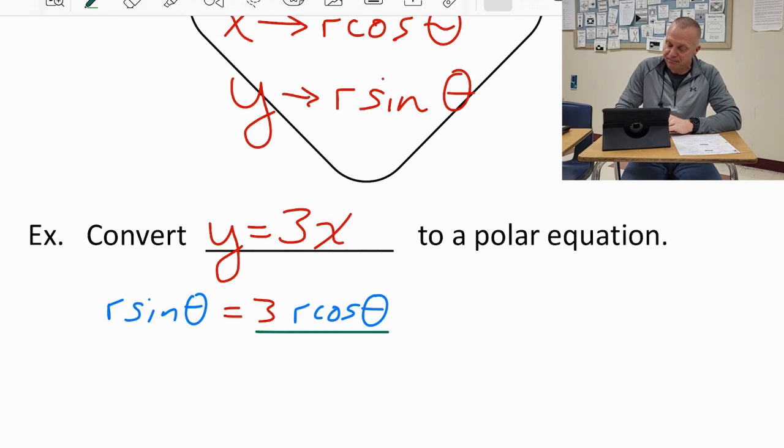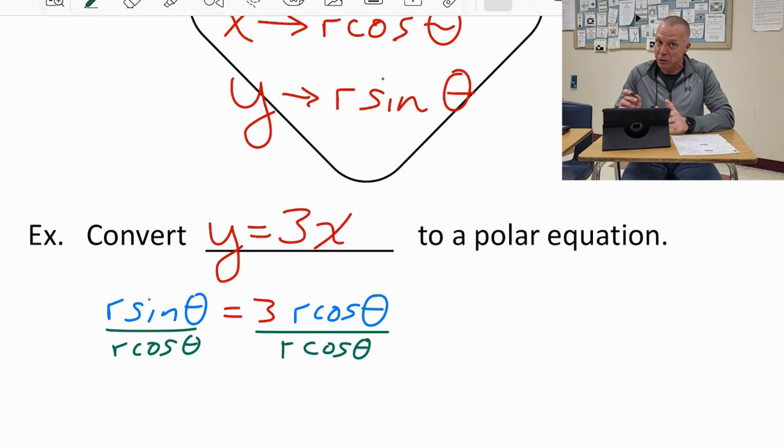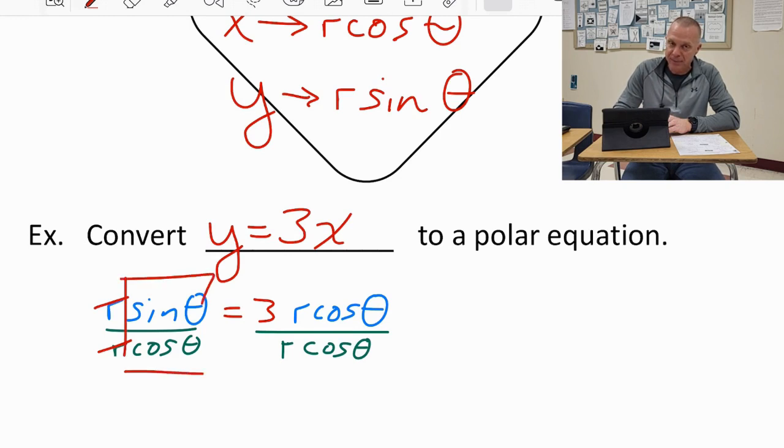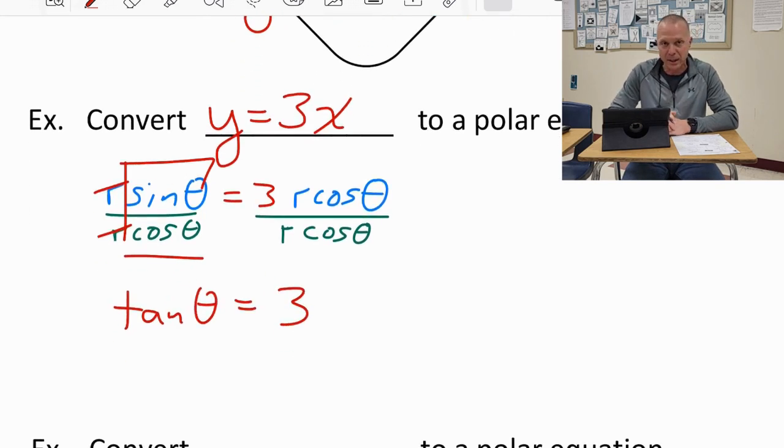Let me suggest that the sines and cosines would do a lot better if they were together on the same side. So what we're going to do is a little algebra. We're going to divide both sides by the r cosine of theta. If you say, how was I supposed to know that? Well, why don't you take a look at what happens, because I think you'll say that next time you'll want to do the same thing. See what happens? The r's cancel out. I end up with sine over cosine. Wait a minute, sine over cosine, that's equal to tangent. That's correct. I end up with tangent equaling 3.